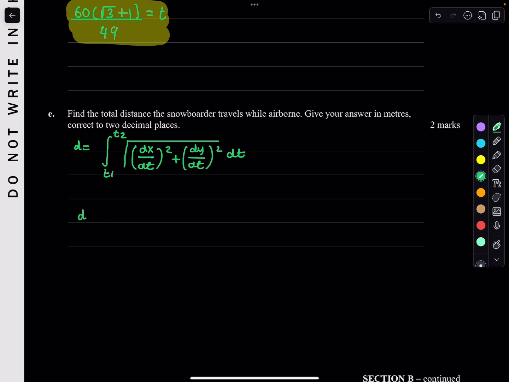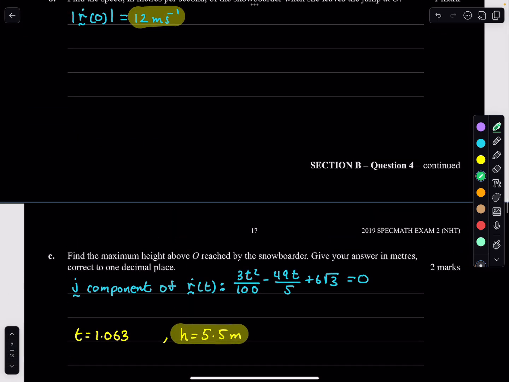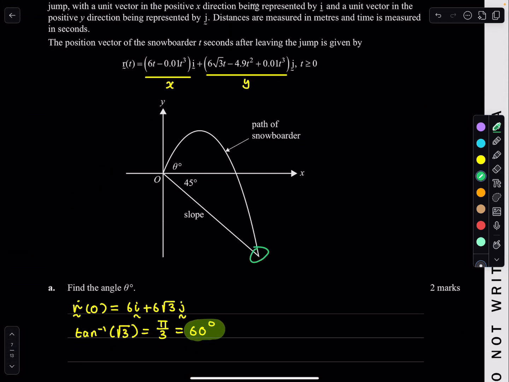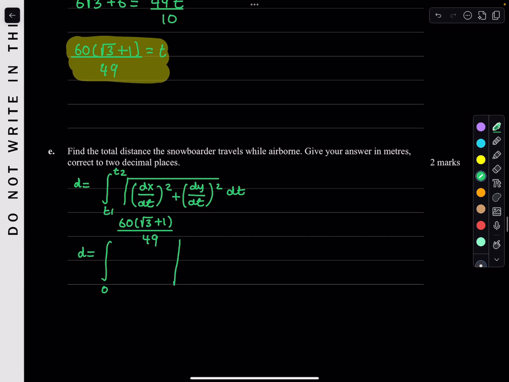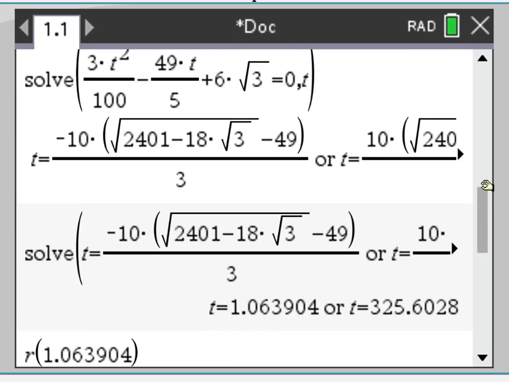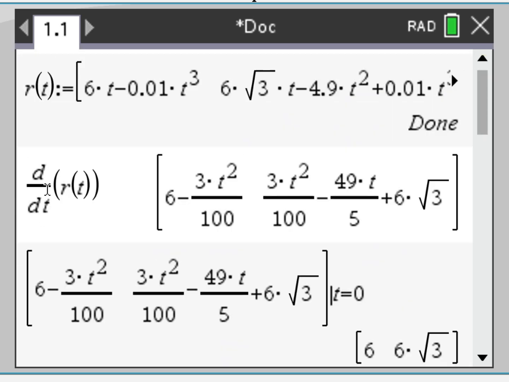Let's write the terminals first. The first terminal, of course, you're starting at t equals 0, and you're going to t equals 2, which is that point of intersection right over here, which we already found the time of. That's 60 root 3 plus 1 over 49. Done. And so putting this whole formula into this. What's my dx/dt? I'm going to go back to my CAS, because I've already derived that. Yep, d/dt, this part. This is the x component, and this is your y component.